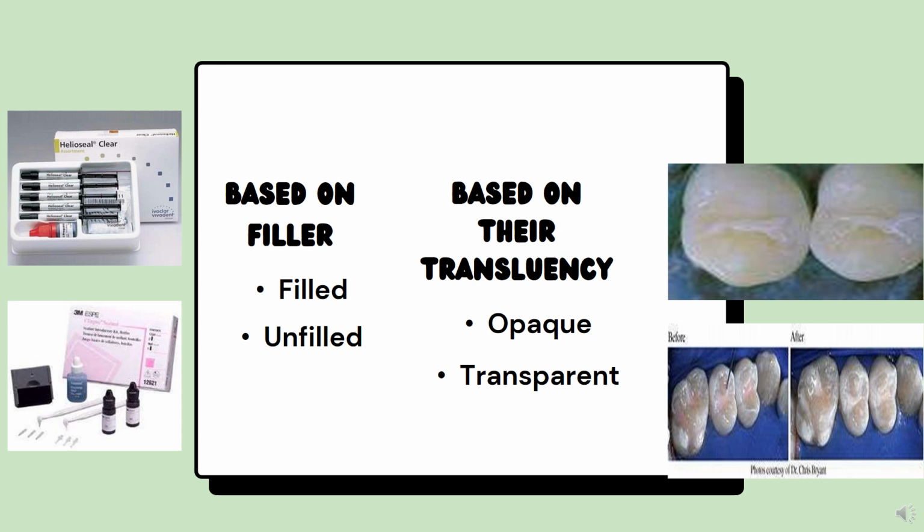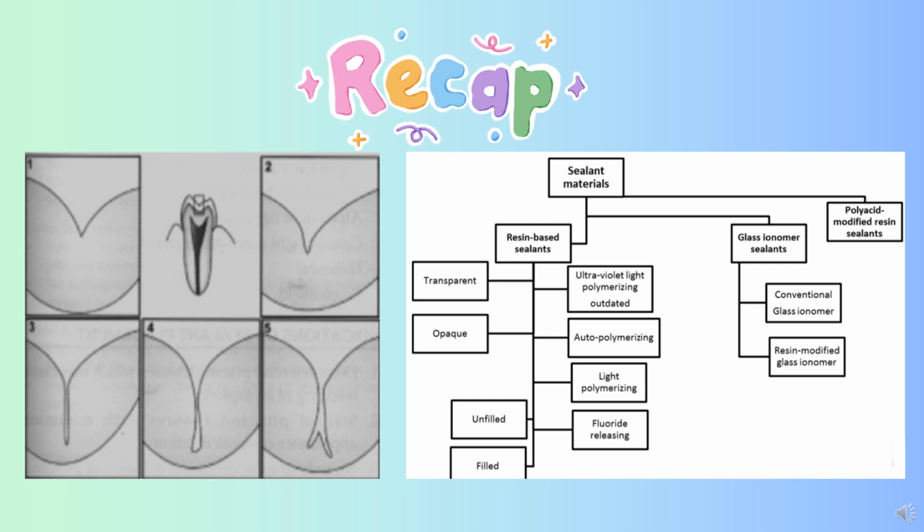Next is based on the fillers, it is classified as filled and unfilled. Based on the translucency, it is classified as opaque and transparent. Just a recap of whatever we have taught. First, we are going to classify it as resin based sealant, which is transparent and opaque, and here it goes on for the ultraviolet light polymerizing agent.